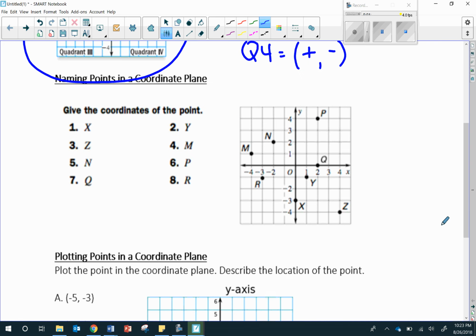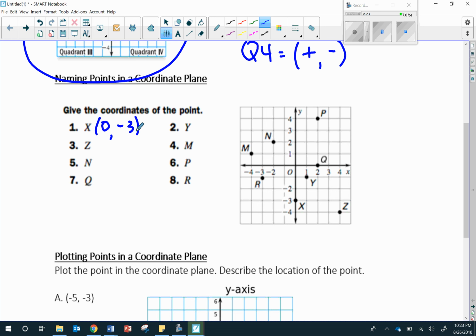Let's go ahead and find the coordinates of the points given. So if we look at number 1, we are going to try and find the coordinates of x. X is here. So in order to find x, we did not move on our x-axis. So our first coordinate is going to be 0. Then, instead of moving up, we moved down. So our coordinates are 0, -3.